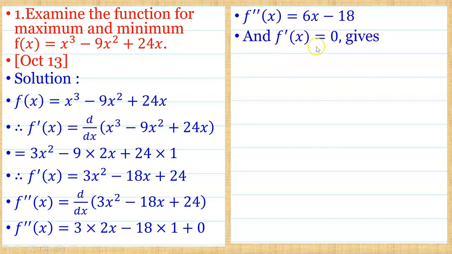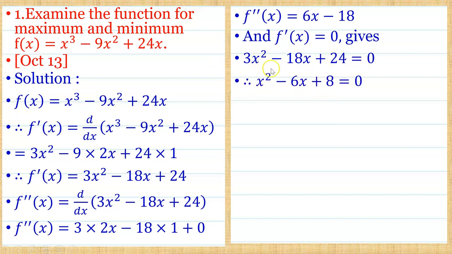Now here f dash of x is equal to 0. We always do f dash of x equals 0. And here 3x square minus 18x plus 24 is equal to 0. We divide the whole equation by 3 and simplify it. That is, you will get x square minus 6x plus 8 is equal to 0.